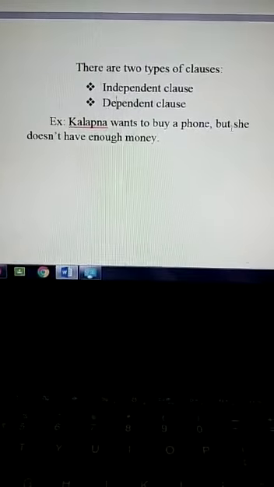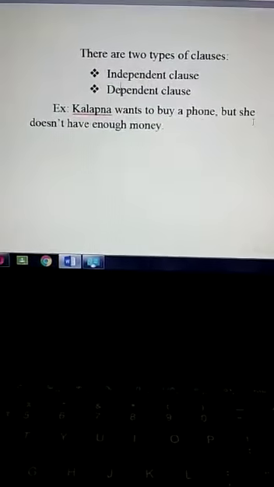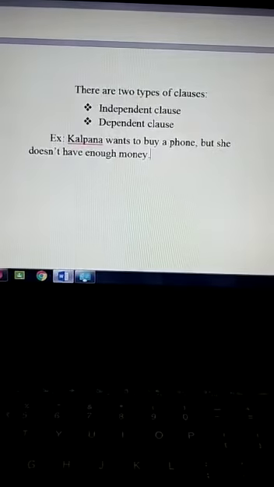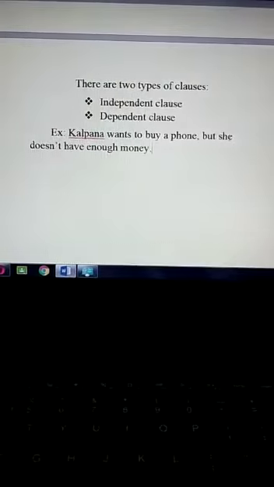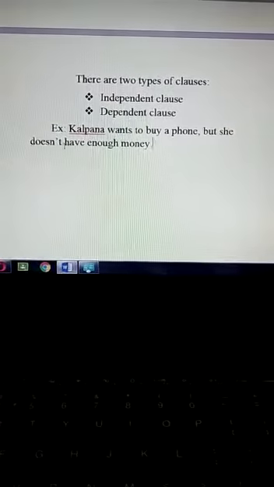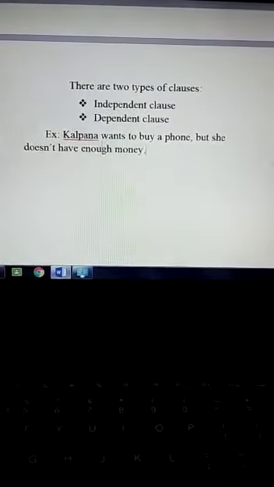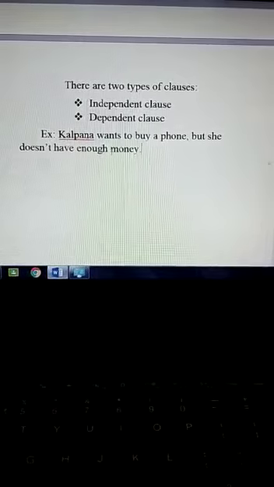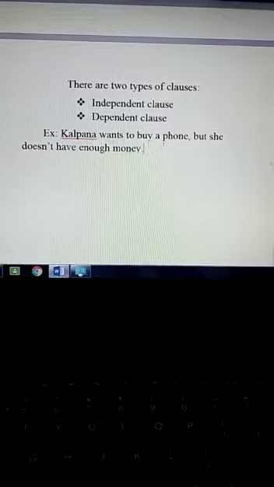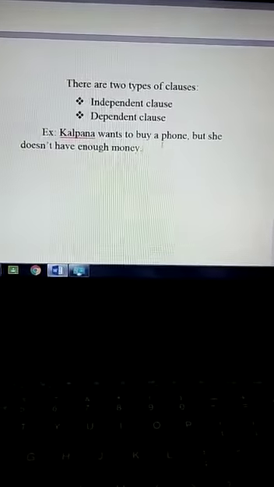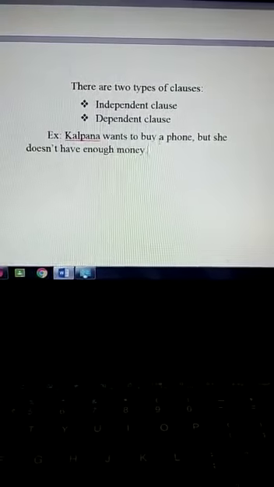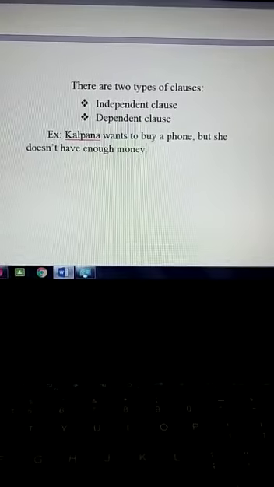The same, you see, but she doesn't have enough money. She is a pronoun. Kalpana's pronoun is she. So this is the subject. The predicate is doesn't have enough money. Both are complete sentences. So this is a single sentence only. Kalpana wants to buy a phone but she doesn't have enough money. This is a single sentence, but in the sentence, two clauses are also independent clauses.